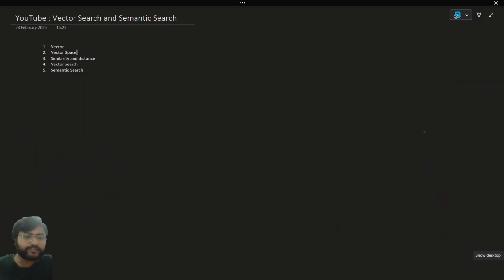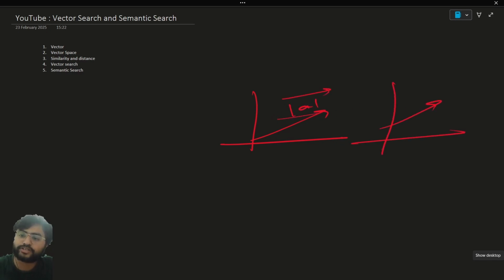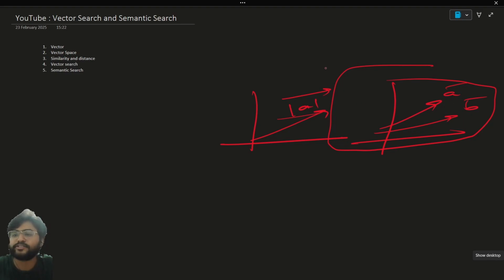To understand what a vector search is, first we need to understand what a vector is. A vector represents data in the form of a direction and a magnitude. Let's say A is a magnitude and there is a direction for A. If there are a lot of vectors, then the complete space which helps represent these vectors is called a vector space. When you are talking about vectors, you will be dealing most of the time with the vector space only. First you need to understand what exactly happens within the vector search.